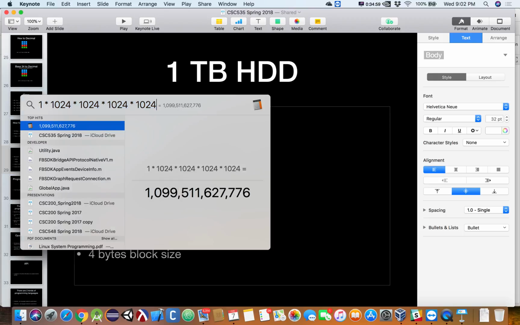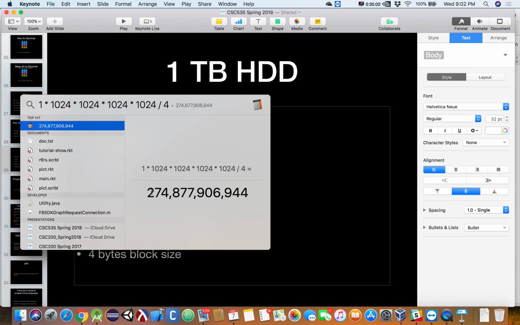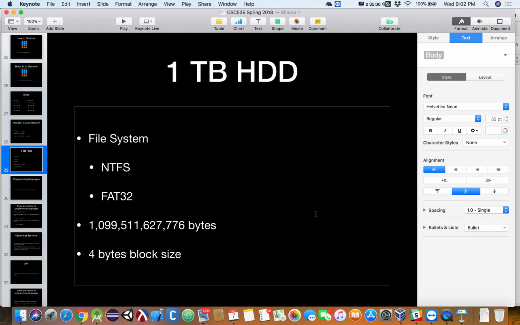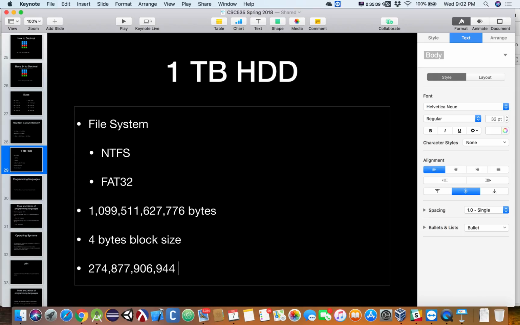So that means if we take that whole number and divide it by 4, this is the number of unique storage locations on a 1 terabyte hard drive: 274,877,906,944. Make sense? That's a lot. Big number. So the smallest piece of information we can store on this example file system is a 4-byte chunk of data.